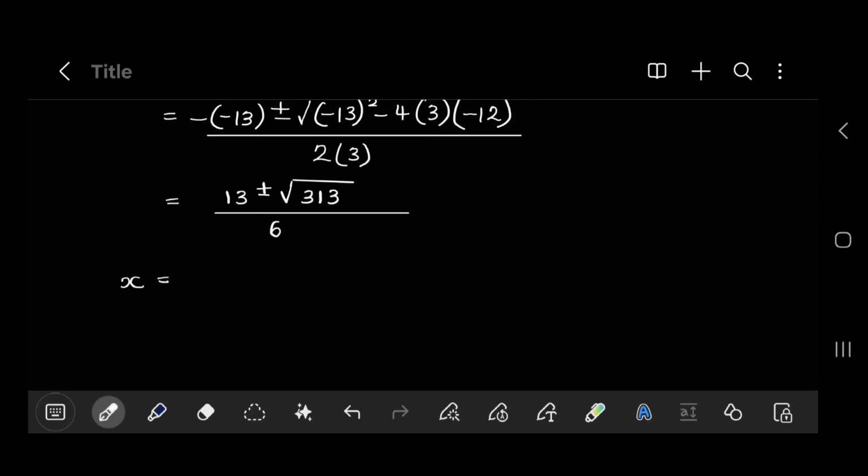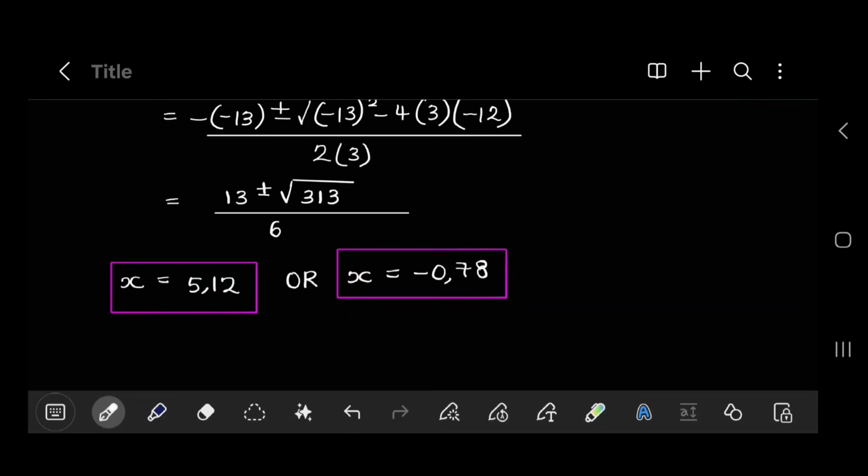Now here's your two x values. You should get 5.12 or x is equal to a negative 0.78. Always pay careful attention to how many decimal places the question specifies. Here they wanted 2 decimal places, which is what you are used to doing.